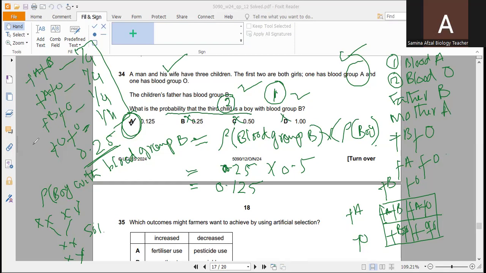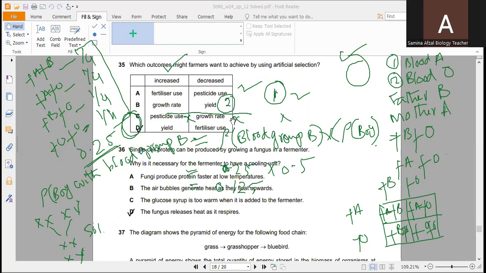I have calculated this. If you find difficulty, you can message me. I will do it again for you in a message. If you find difficulty, you can message. I have tried my best to explain.